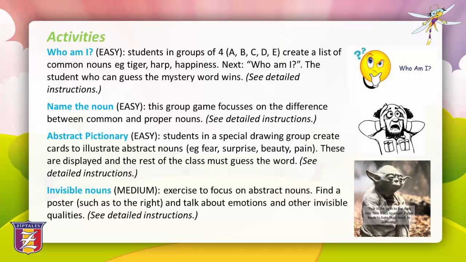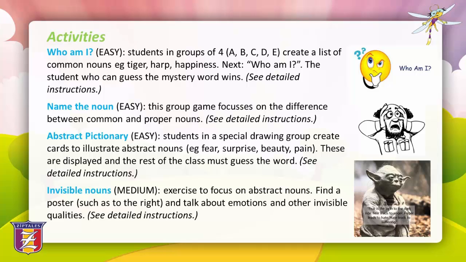Some activities. Who am I? Students in groups of 4, A, B, C, D, E, etc., create a list of common nouns. For example, tiger, harp, happiness. Next, the game Who Am I? The student who can guess the mystery word wins. See the instructions. Name the noun. This group game focuses on the difference between common and proper nouns.